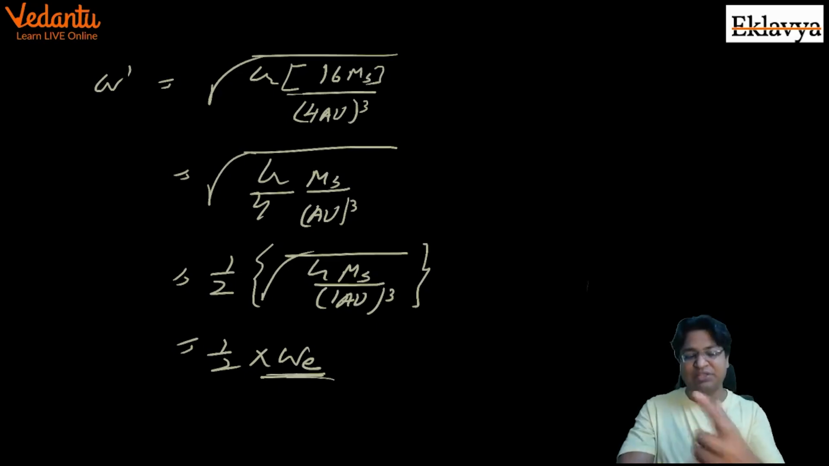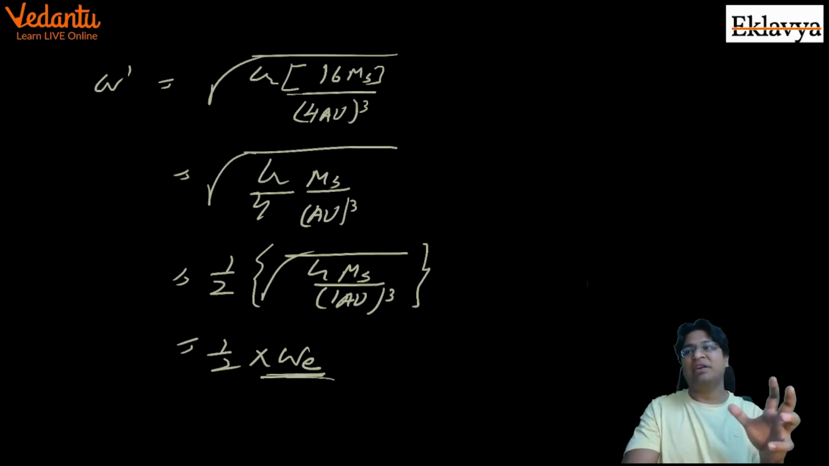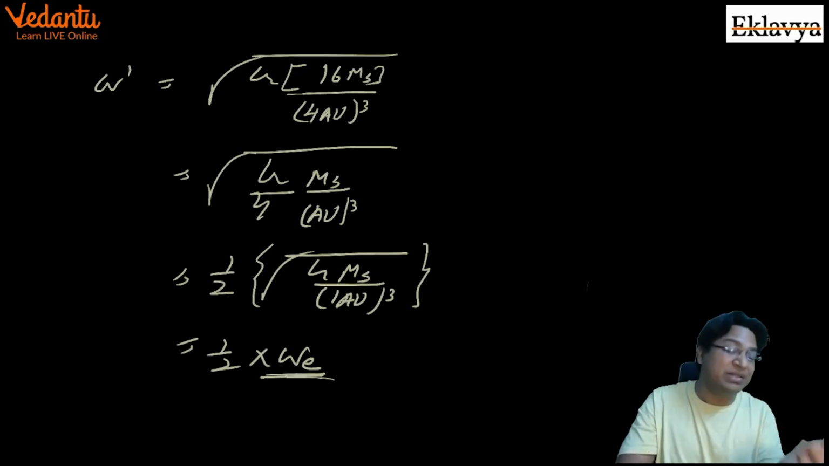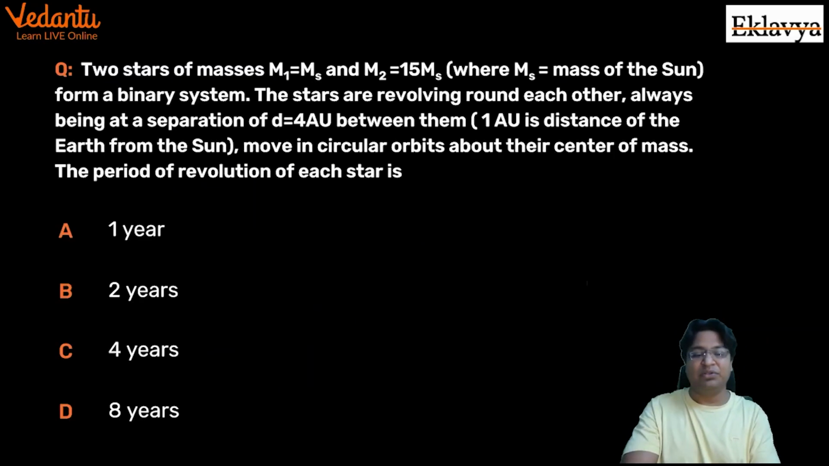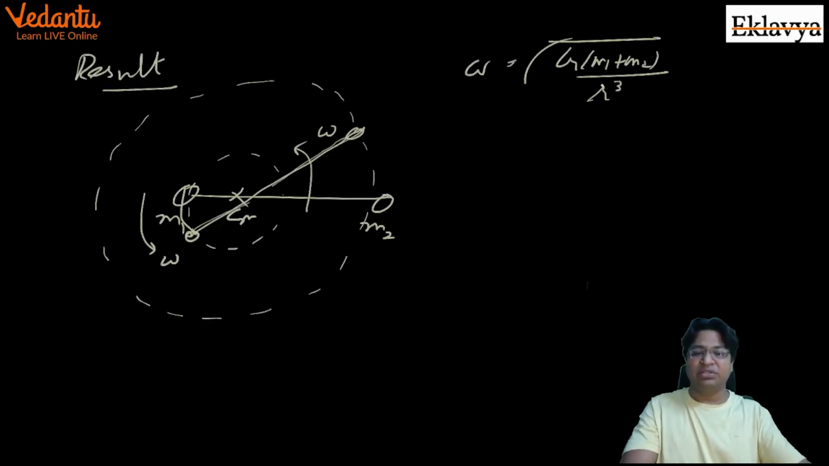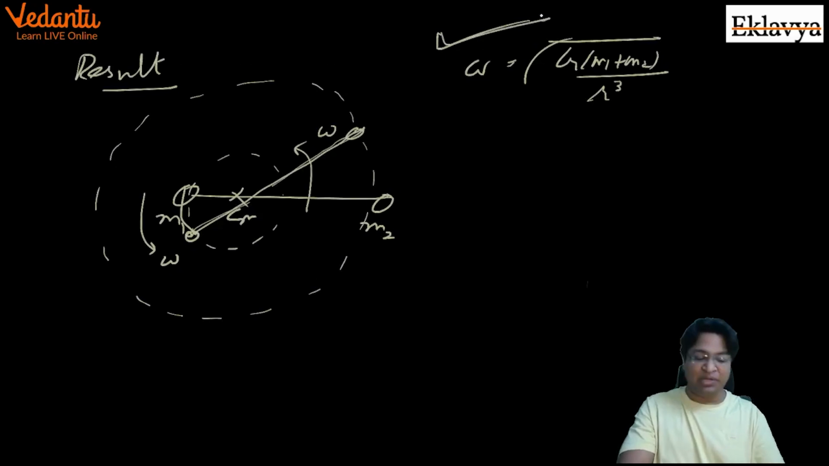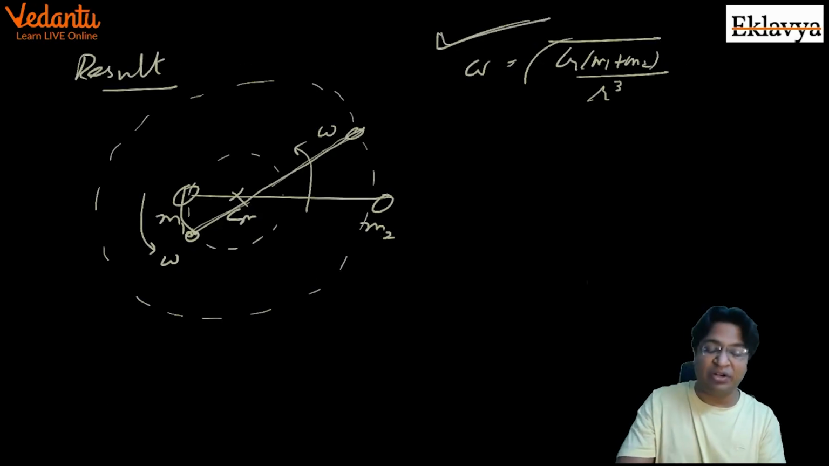So if earth takes 1 year to complete one circle around the sun, this binary star will take 2 earth years to finish one circle. So the time period would be 2 years here. If you know this result, everyone, the question is easy, it's doable within the stipulated time frame. If you don't know this result, then a lot of derivation is needed.